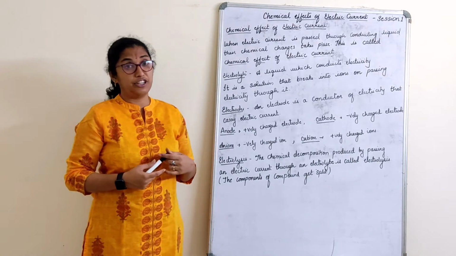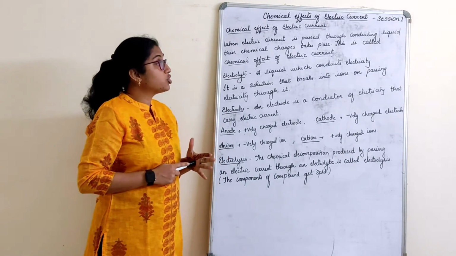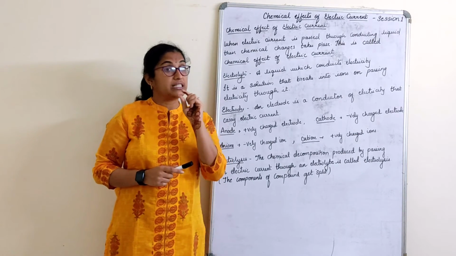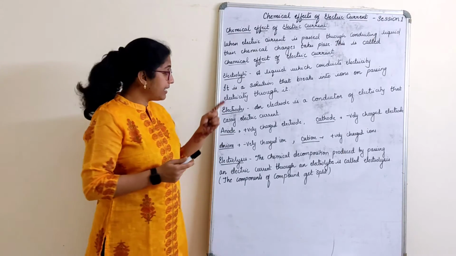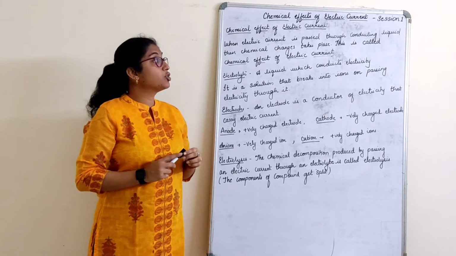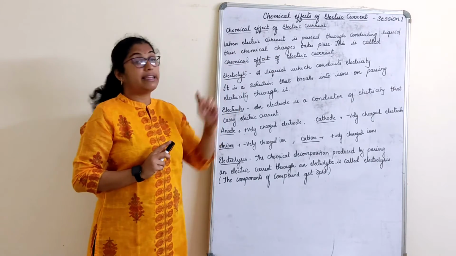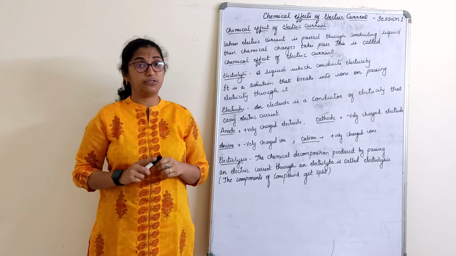Now what is the chemical effect of electric current? Definition-wise, when electric current is passed through a conducting liquid. Now what type of liquid is it? If it is a conducting liquid, that is called an electrolyte. When an electric current is passed through a conducting liquid, then chemical changes take place. This is called the chemical effect of electric current.